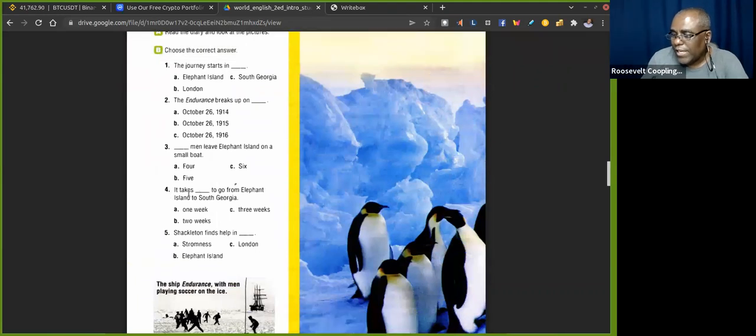Number 4. How long does it take to go from Elephant Island to South Georgia?